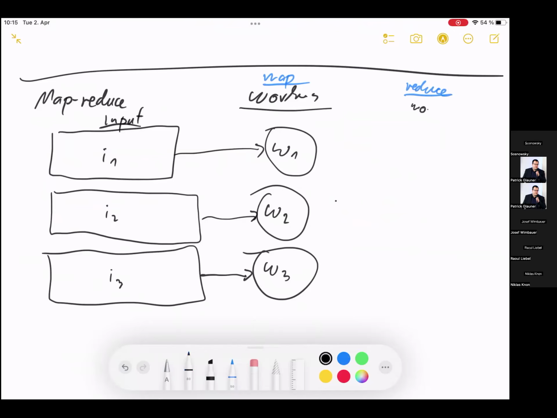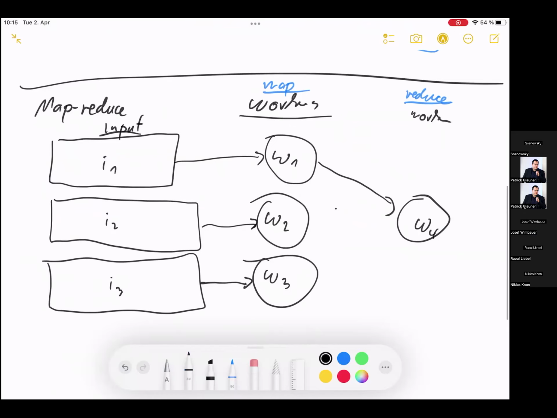We would say we just have 1 worker, say, worker 4. And then in this reduce phase, we just combine these 3 dictionaries and then have our result dictionary and save it. And the beauty of this MapReduce approach is we don't need to worry about parallelization.